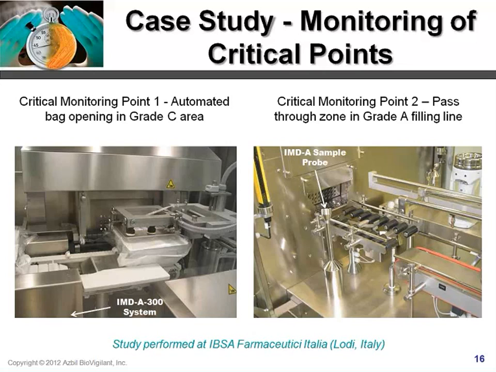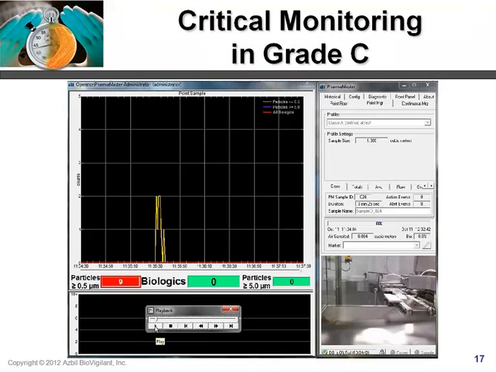And IBSA actually desired this because they felt like a worst case scenario enabled a more robust determination of potential risk to their grade A area at that critical interface point. So we can actually watch some video now generated by the IMDA 300 system.